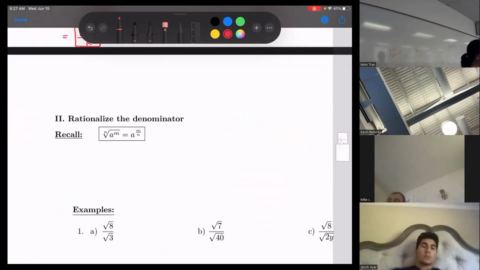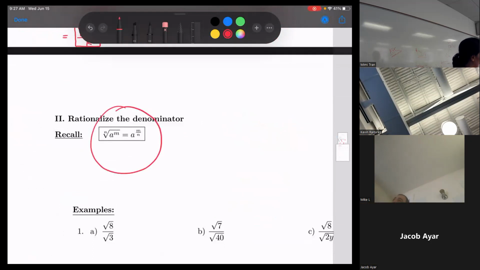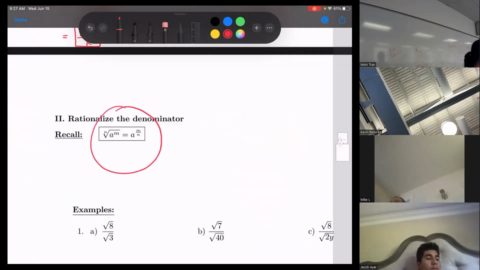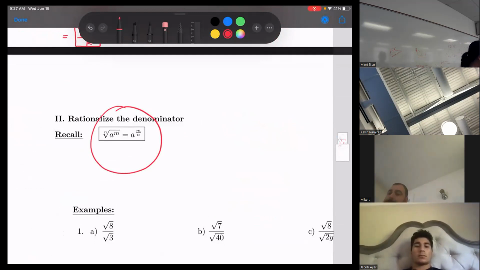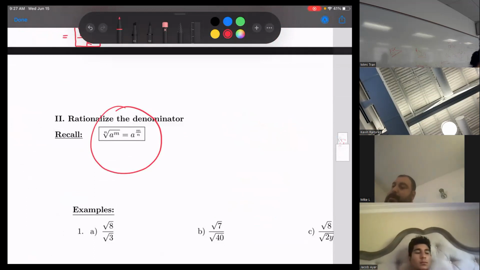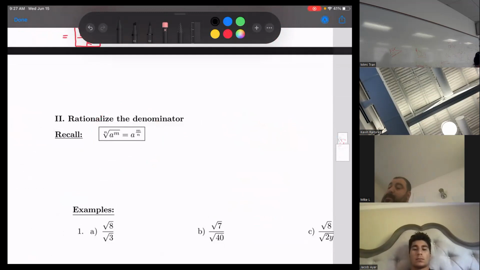Okay, so do you guys remember this rule? The root method rule, right? The nth root of a to the m is equal to a to the m over n. The exponent is going to be on the top and the index on the bottom. So let me give you an example and you tell me how you change it.